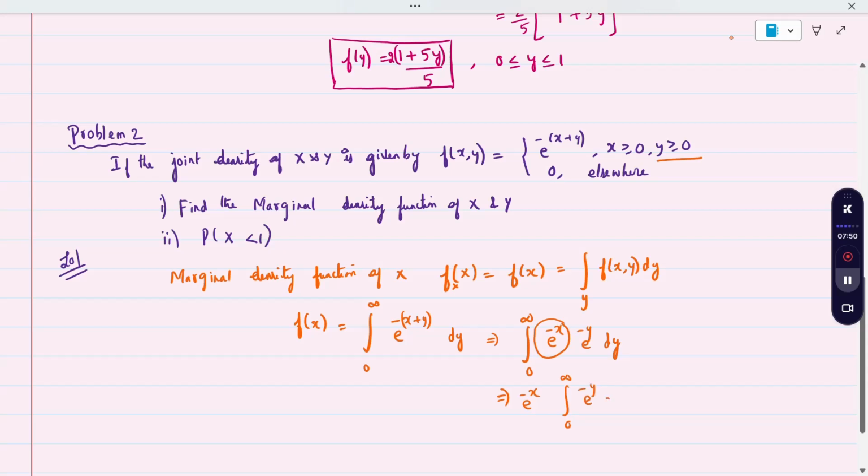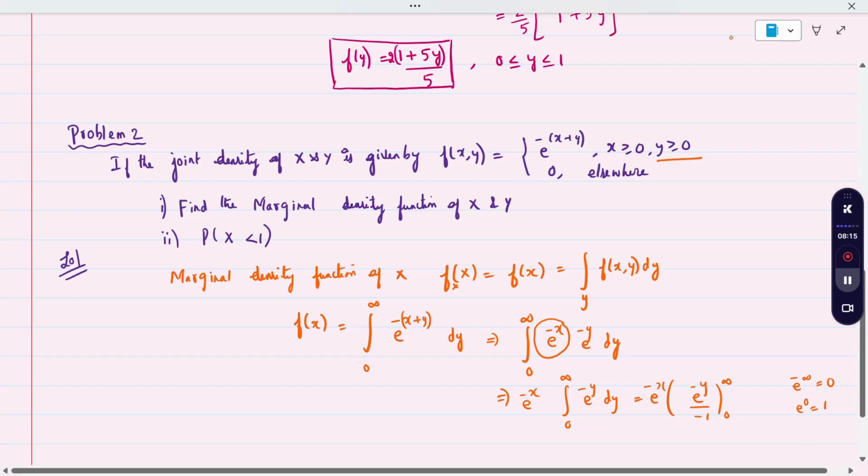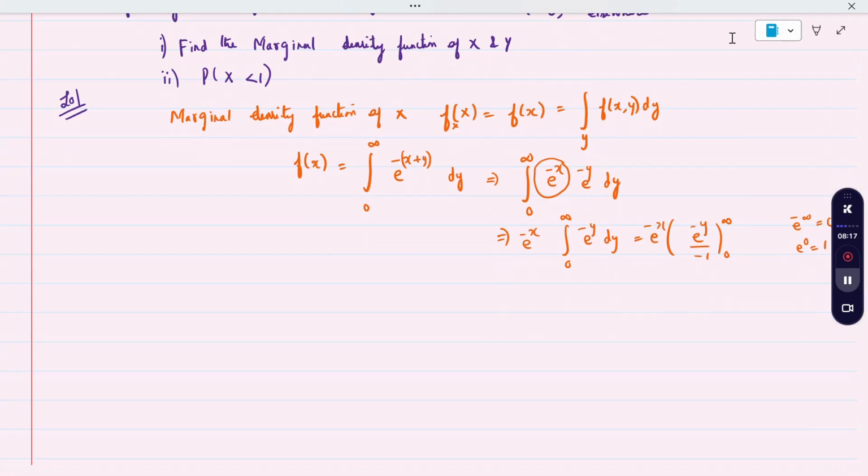Now e to the power minus y dy. Integrate it, with e to the power minus x outside. The integral of e to the power minus y is minus y divided by minus 1, from 0 to infinity. When I substitute the upper limit, e to the power minus infinity is 0. The lower limit, e to the power 0, is 1, with the minus symbol already there, minus minus plus. So I will have e to the power minus x only. The answer is e to the power minus x.